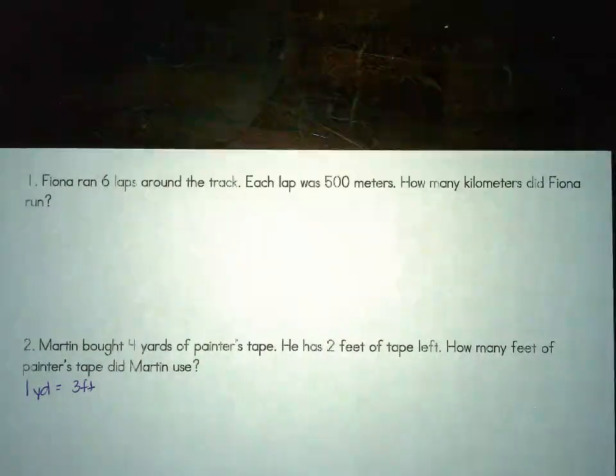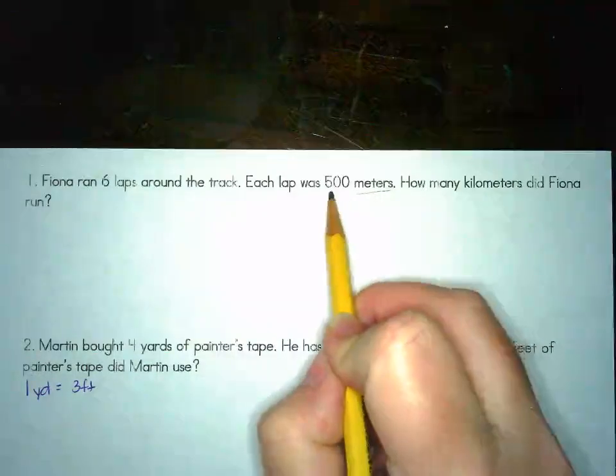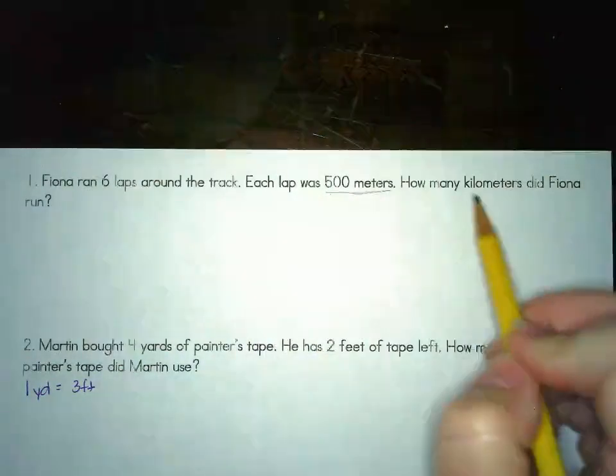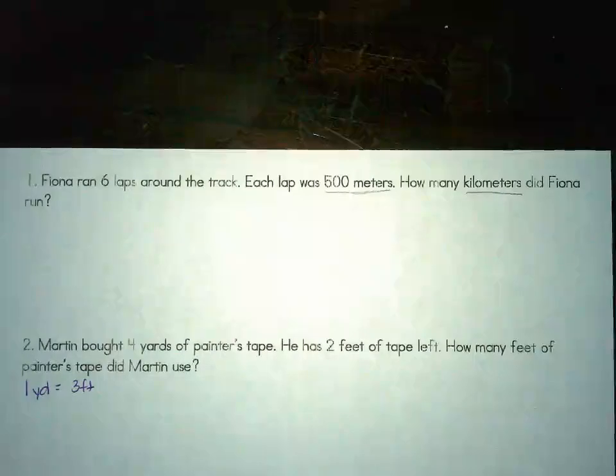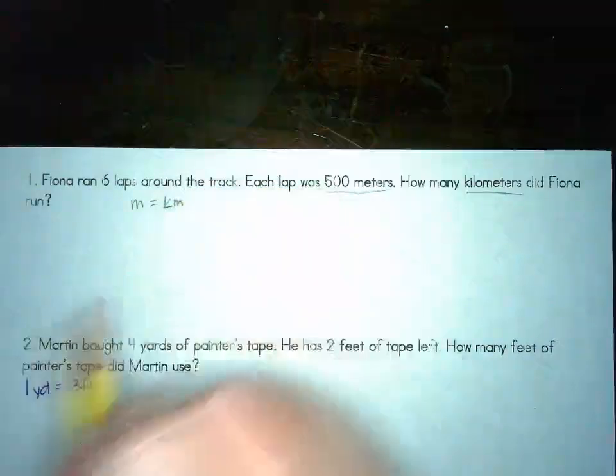The first one says, Fiona ran 6 laps around the track. Each lap was 500 meters. How many kilometers did Fiona run? So if you notice in our problem, we have a measurement of 500 meters, and we need to know how many kilometers she's going to run. So we're going to have to convert our meters to kilometers.